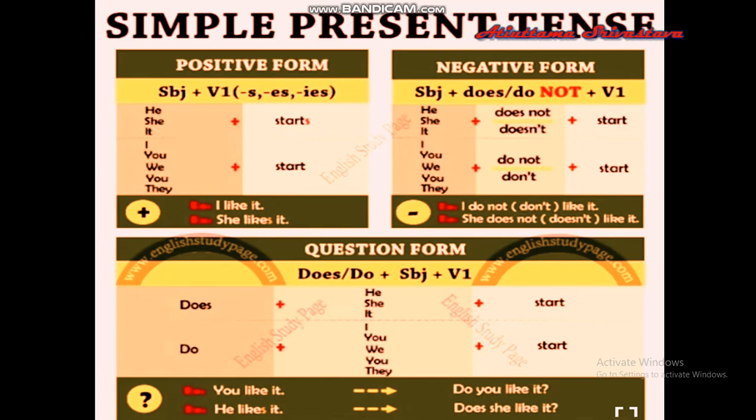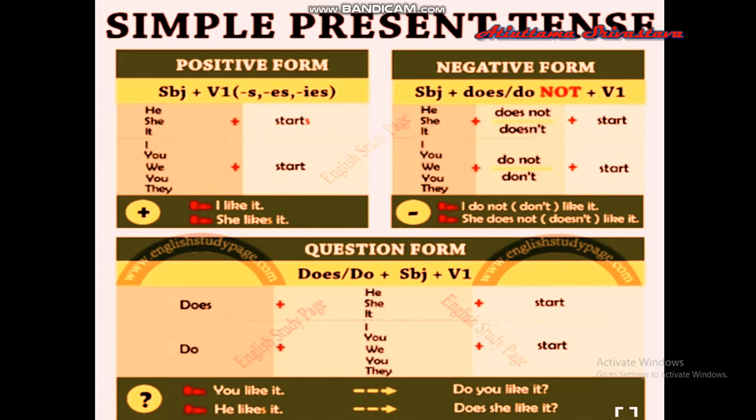Next, let us see the negative form. In the negative form, we have the subject plus do or does and not plus the first form of the verb. He does not start. Or you can use the shortcut also, doesn't. He doesn't start his work early in the morning. She doesn't start her work before breakfast. It doesn't start until you plug it on.